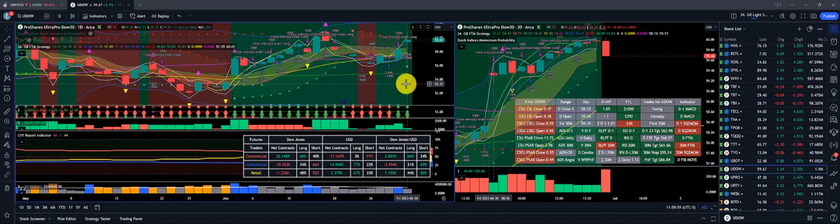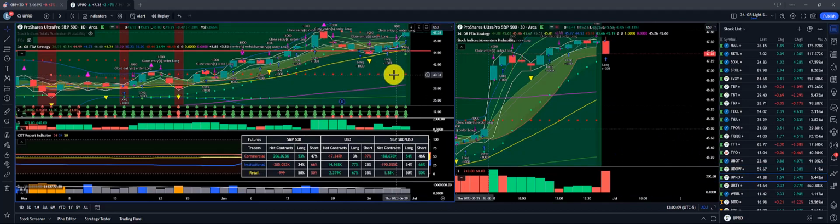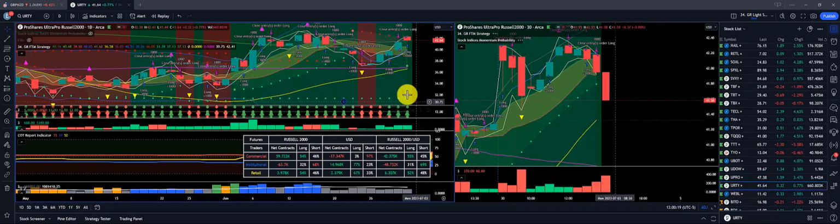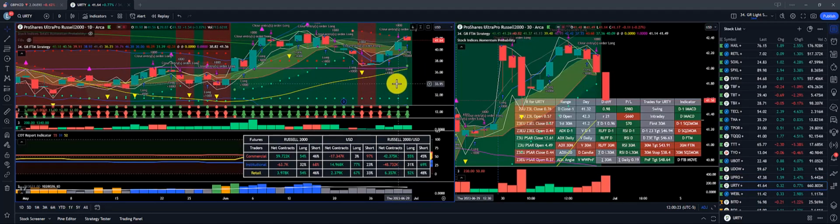UDOW, nice overall trade. The only trade that I traded was Friday, and that was $209 to the upside. UPRO, I had Thursday and Friday, again $640 on Thursday, $580 on Friday. URTY, overall trades on Thursday and Friday, $1,340 on Thursday, and a loss give back of $660 there. Overall gain for the week.